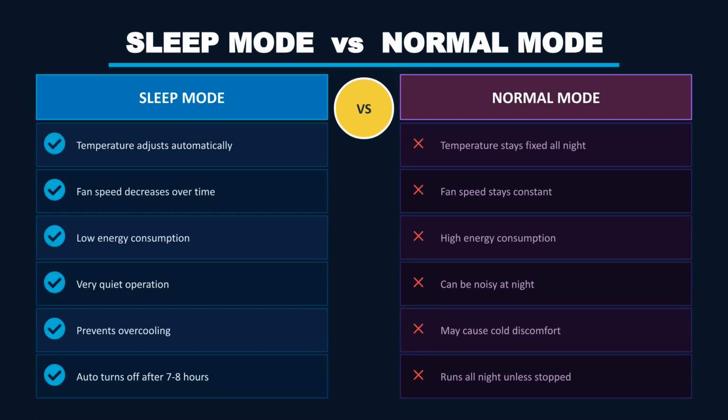When we compare sleep mode to normal mode, the choice is clear. Sleep mode automatically adjusts temperature, decreases fan speed, saves energy, and prevents discomfort. Normal mode keeps settings fixed, resulting in higher energy consumption and potential overcooling.